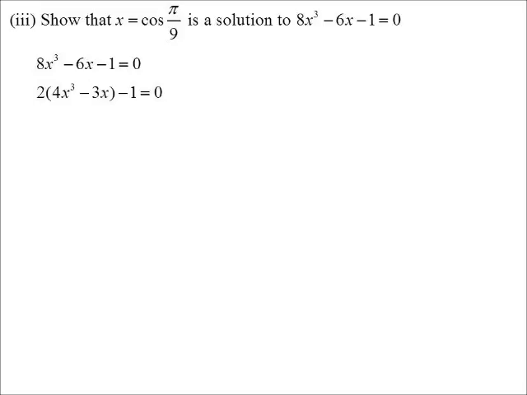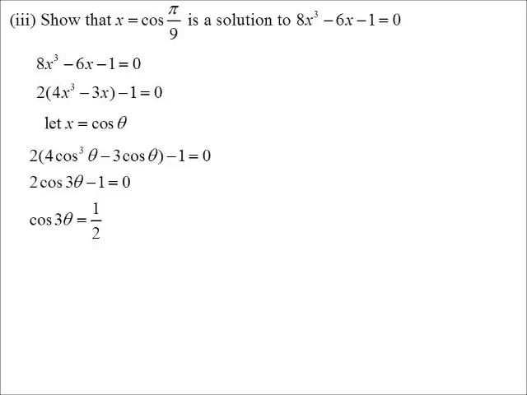So what I'm going to do is say, okay, let x equal the cosine of theta. And that will change it into a trig equation. There's that 4 cos cubed minus 3 cos, which we now know is cos 3 theta. I can now rearrange this into a very simple equation. It becomes the cos of 3 theta is a half. All right, cos 3 theta equals a half. That tells me 3 theta is pi on 3, 5 pi on 3, 7 pi on 3.